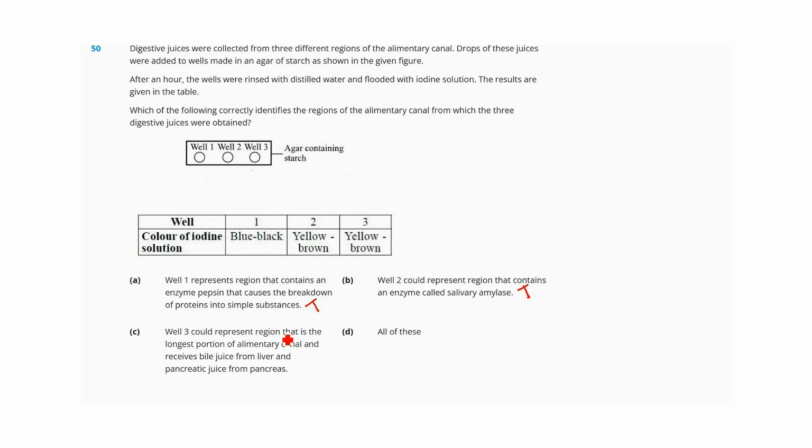Well 3 could represent the region that is the longest portion of the alimentary canal, with bile juice from the liver and pancreatic juice from the pancreas. This is also correct because it will make the food digested completely. So this is also a true statement. So our correct answer is option number D. All the statements are correct, right?